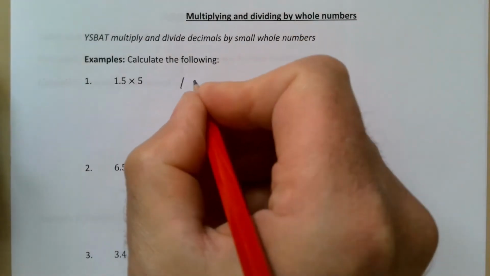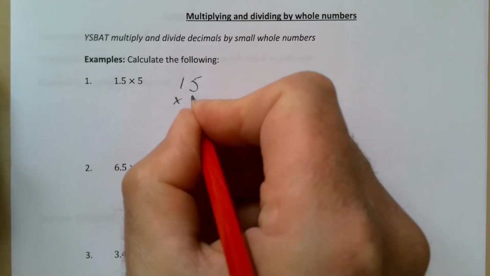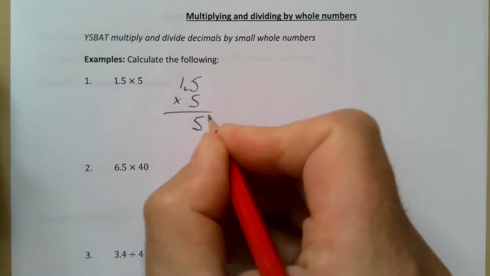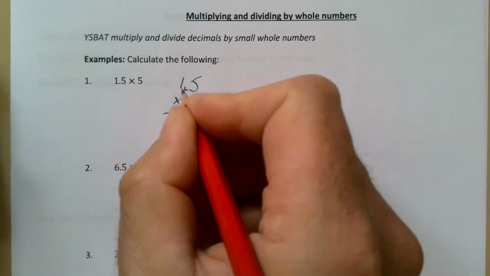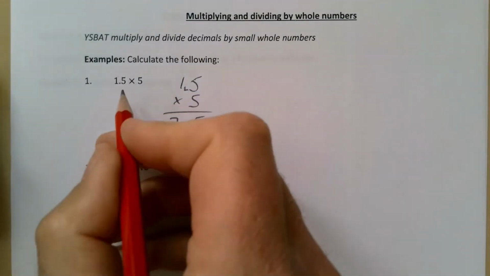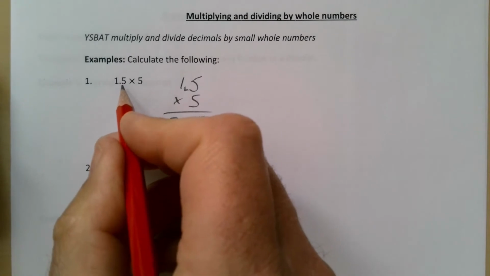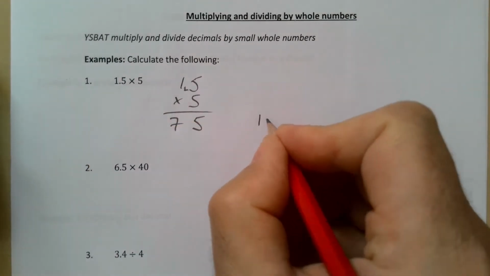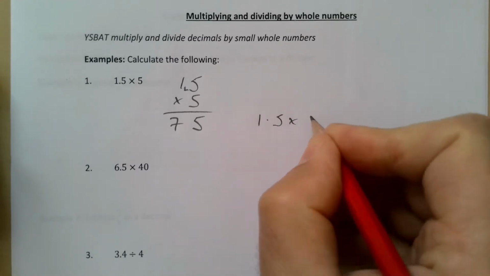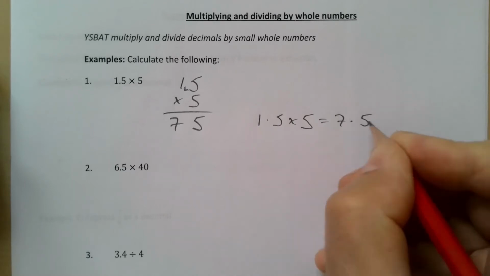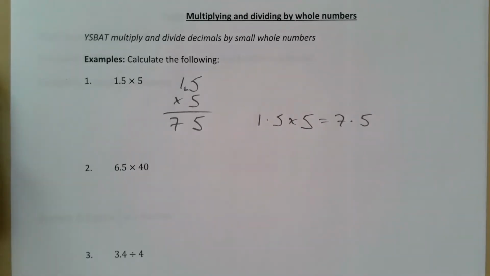So this then I would do is 15 times by 5. 5 times 5 of course gives me 25. 5 times 1 is 5 plus 2 and we have 75. I know that there was one number to the right of the decimal place in the question, so that means my answer for 1.5 times by 5 is going to be 7.5, putting one number to the right in the answer.